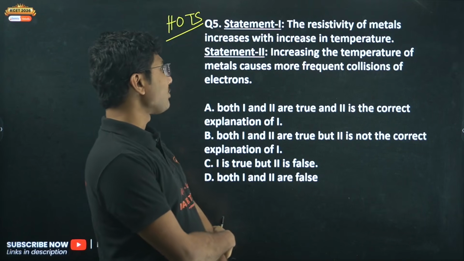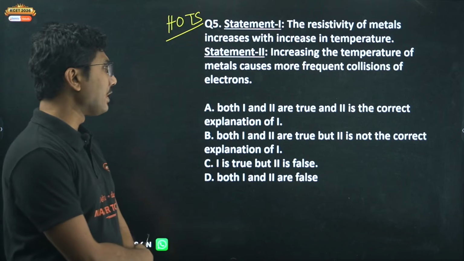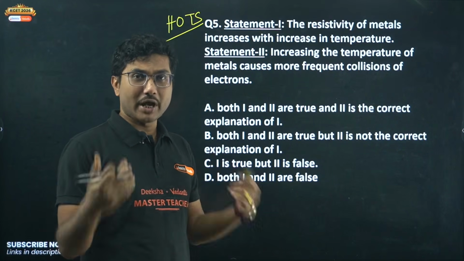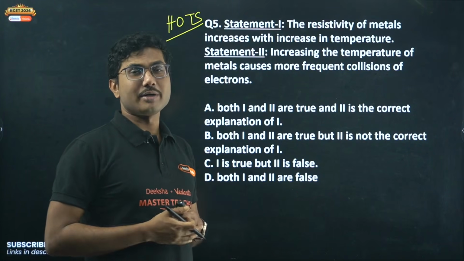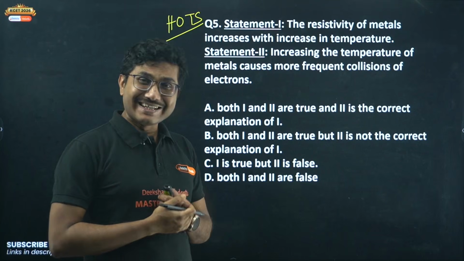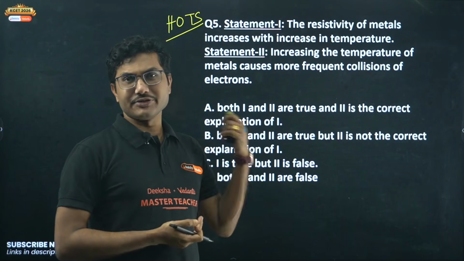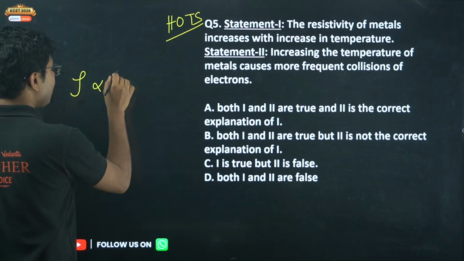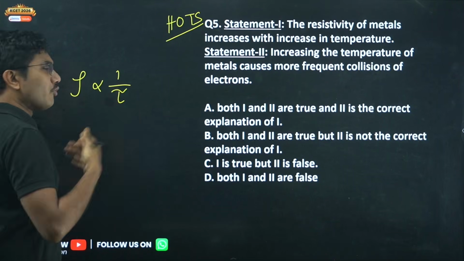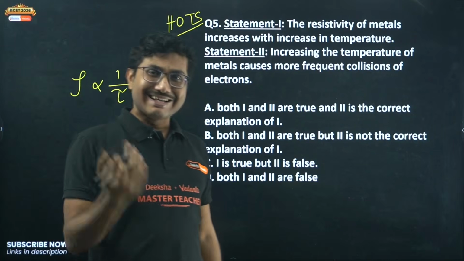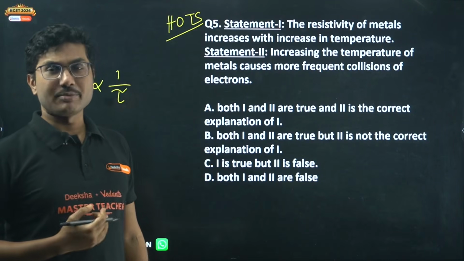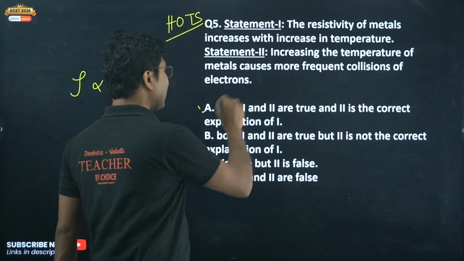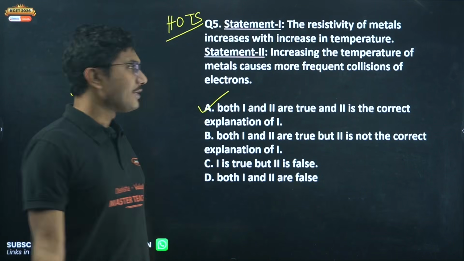Increasing the temperature of the metals causes more frequent collision of the electrons. So electrons start vibrating more, they start to collide more, and as they start to collide more, their relaxation time decreases. Relaxation time decrease means resistivity increases. Okay, so resistivity is inversely proportional to relaxation time. More frequent vibrations means less relaxation time, and less relaxation time means more resistivity. Okay, both 1 and 2 are true, and 2 is the correct explanation, so option A is correct.